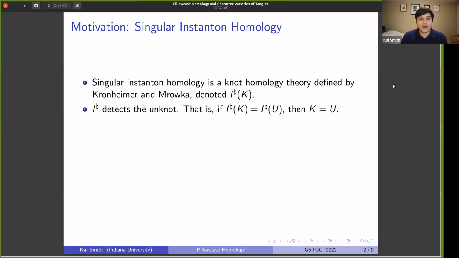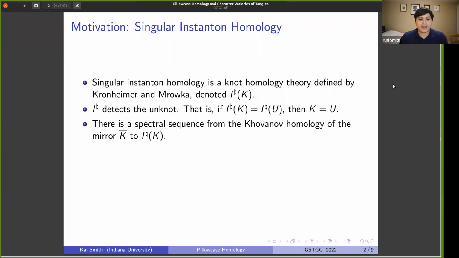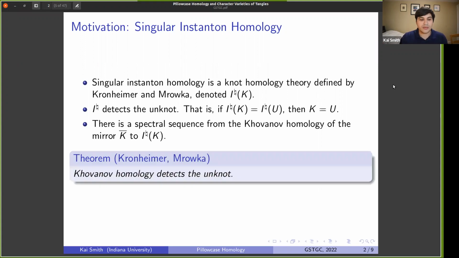unknot. There's also a spectral sequence from Khovanov homology of the mirror of the knot to the singular instanton homology of a knot. And putting those two pieces of information together gives the most important theorem to come out of singular instanton homology, which says that Khovanov homology actually detects the unknot. And Khovanov homology is one of the main tools of modern knot theory, and detecting the unknot is a really fundamental property of a homology to have.